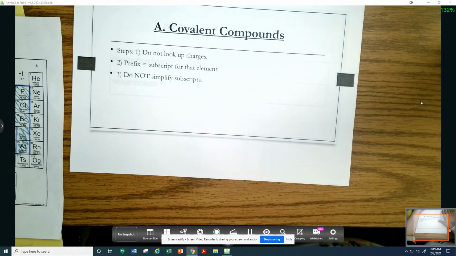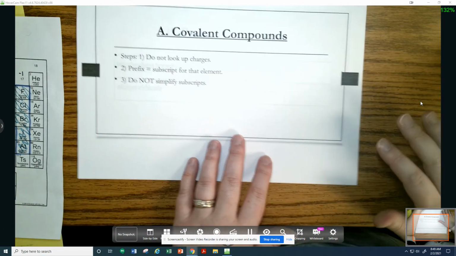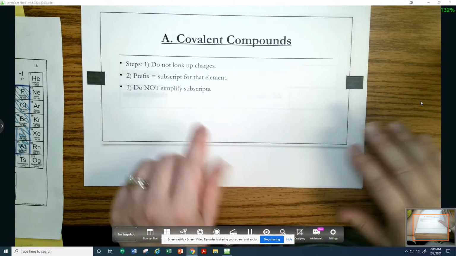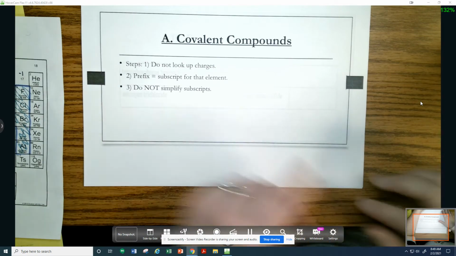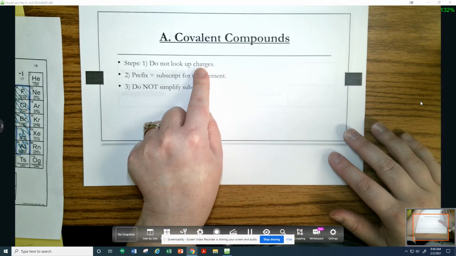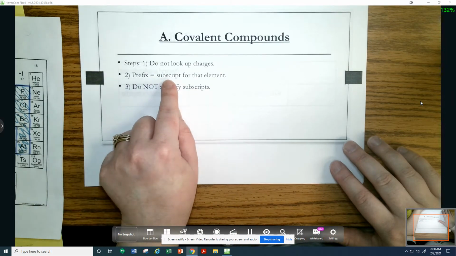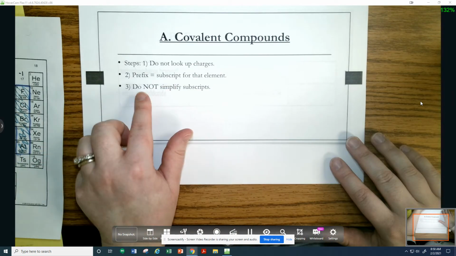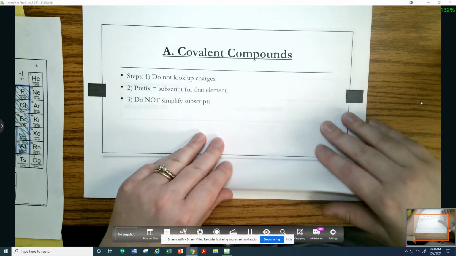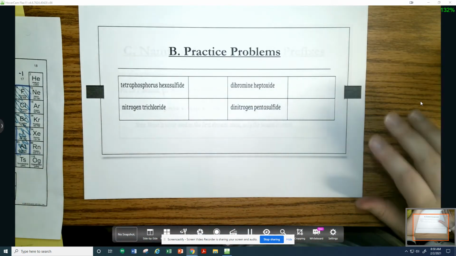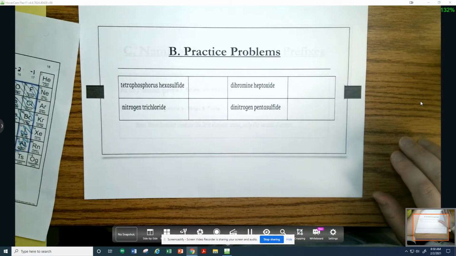So when we go to write a formula, a lot of things have changed with this system. Because we now are sharing electrons, charges are not part of the plan for naming. And so we use prefixes to become that subscript. And the last thing is we're going to have to get over that urge to simplify. Here I've got 4 examples where we're going to go into the process of converting it into a formula.